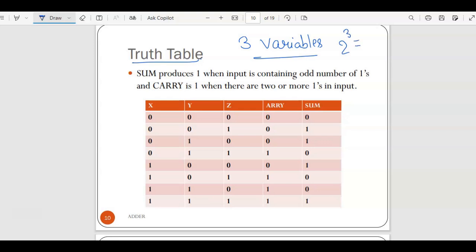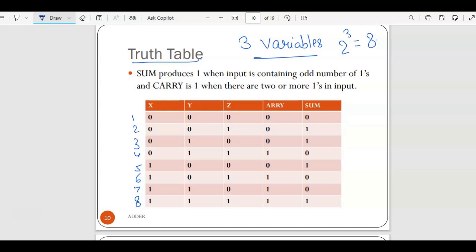It is 3. So 2 to the power 3 is 8. Okay, so 8 number of combinations. So when you check it, we have 1, 2, 3, 4, 5, 6, 7, 8, right? 4 times 0, 4 times 1, 2 times 0, 2 times 1, 2 zeros, 2 ones, 0, 1, 0, 1, 0, 1, 0, 1. And now you please check the addition here. For addition also, please go through the condition given here.